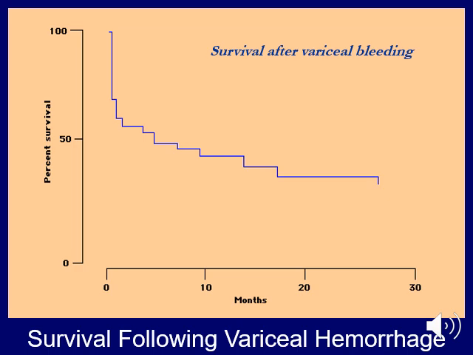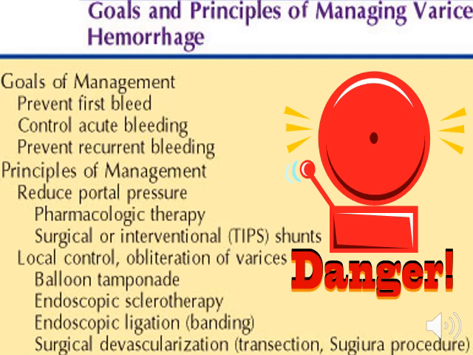What are the principal goals of our management of bleeding from portal hypertension: to prevent the first bleed, primary prophylaxis, to control the acute bleeding, and then to prevent the second bleeding, which is the secondary prophylaxis. The principle of management is trying to reduce the portal pressure using pharmacologic therapy, or sometimes surgical shunt, or interventional shunt like TIPS, which we'll talk about in a minute. Or you can also control by local management for obliteration of the varices. We will see temporary, which is balloon tamponade, or endoscopically by sclerotherapy or band ligation.